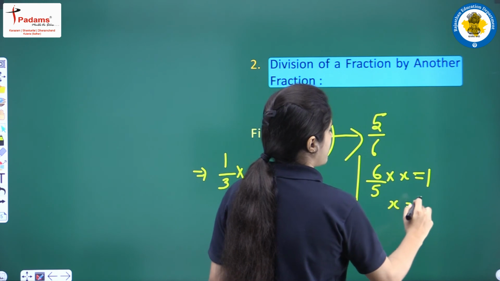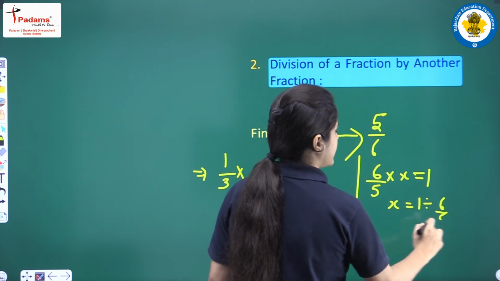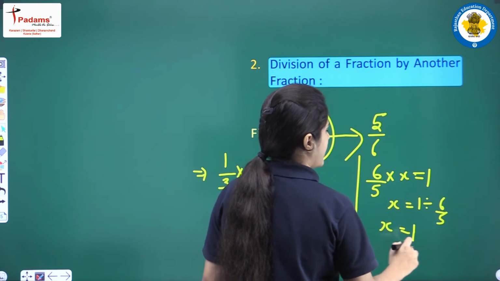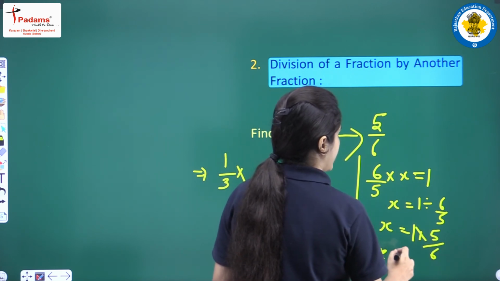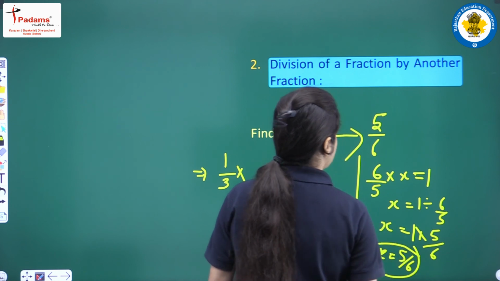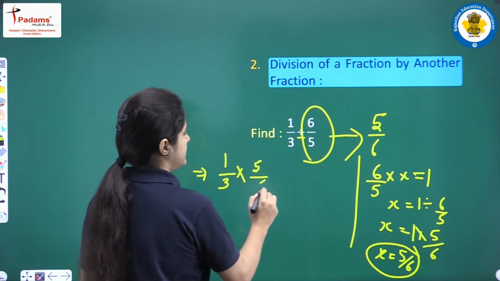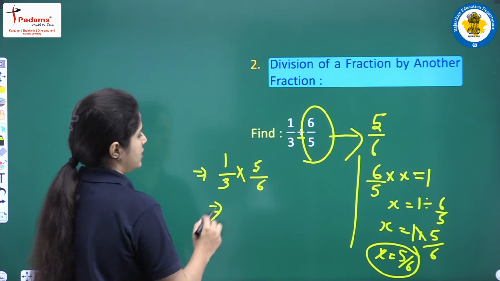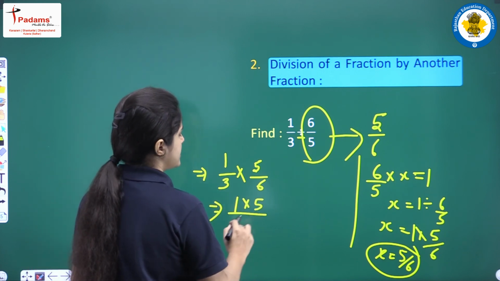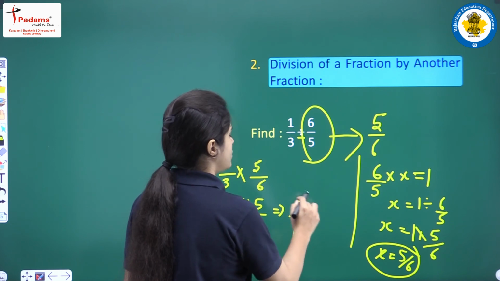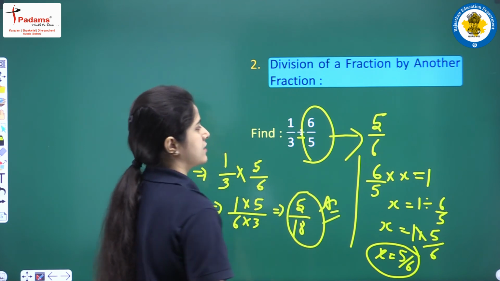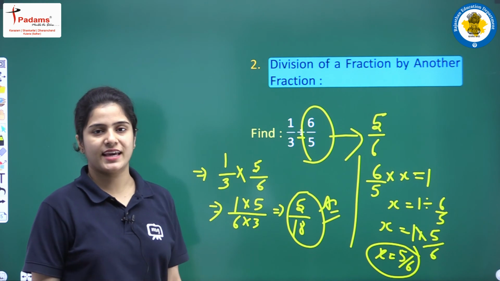So, x is equal to 1 divided by 6 upon 5, that is 1 into 5 upon 6, that is equal to 5 upon 6, alright students. So, this is 5 upon 6. So, 1 into 5 upon 6 into 3, so it means 5 upon 18, alright students. So, this is your answer, okay.